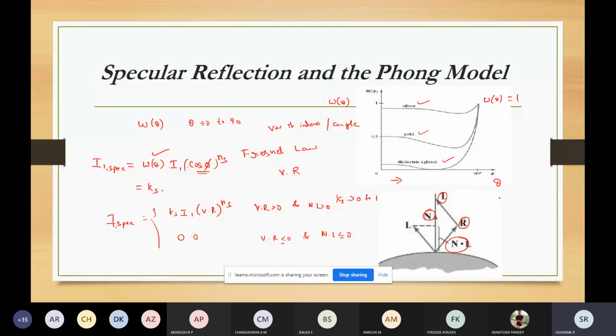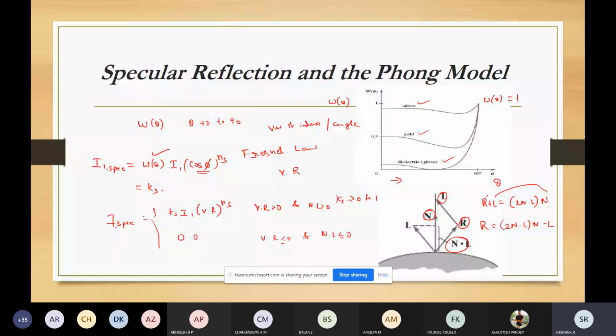From this image, you can get an equation as r plus L is equal to 2 times the normal vector into L into n. On further refining, just moving this L to the right hand side, you will get the value of r as 2 (N dot L) n minus L. So this is the equation.